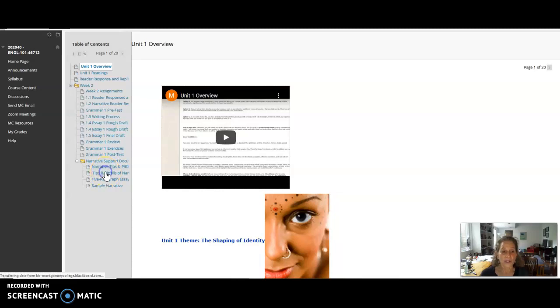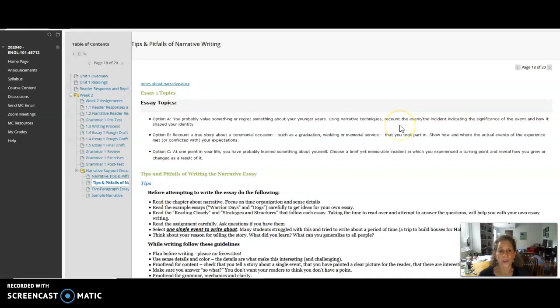I really want to draw your attention to this document, which is tips and pitfalls. So you have 3 options. Before you even think about writing this essay, make sure that you read the chapter in your book about narrative essays and what elements make a narrative. So 3 very important things are using very specific details, relying on sense details, and making your writing vivid and specific. The second thing you want to think about is time order.